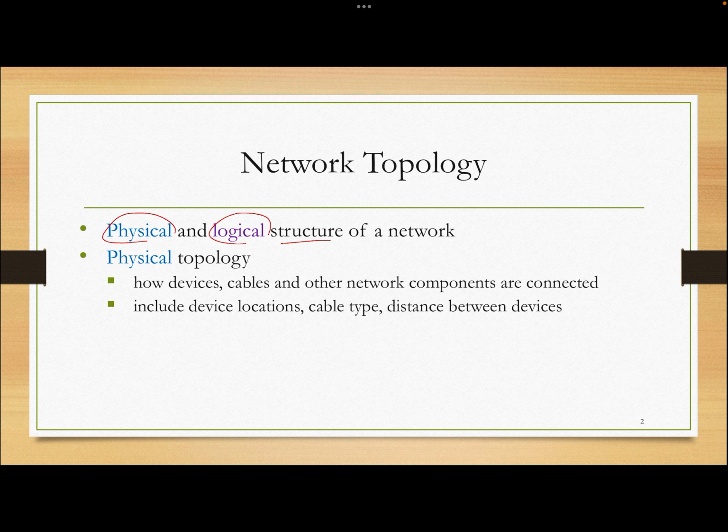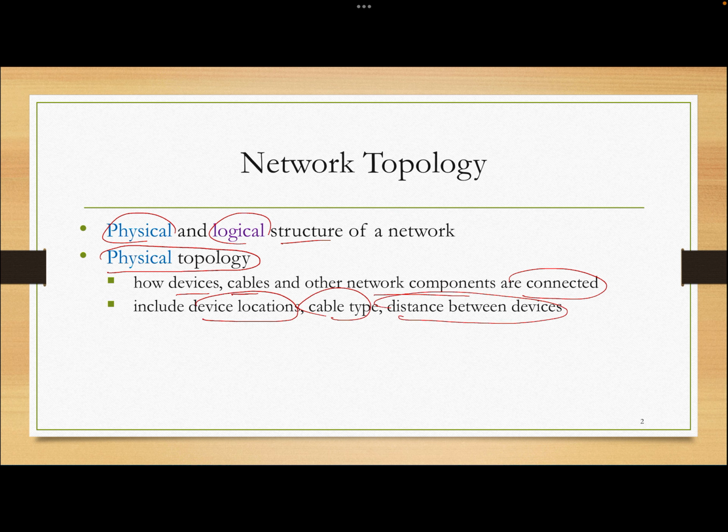The physical structure of the network, or the physical topology, includes how devices, cables, and other components of the network are connected together. It may include the device location, the cable type, and the distance between devices.